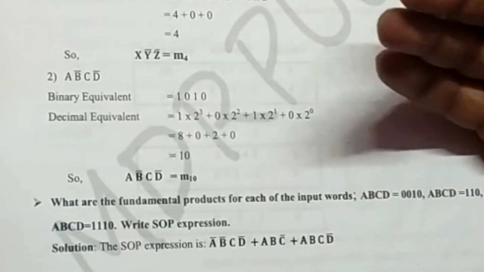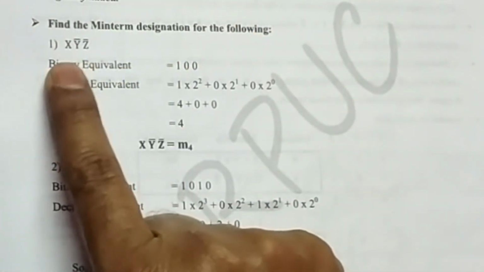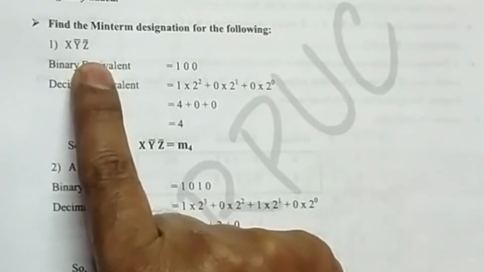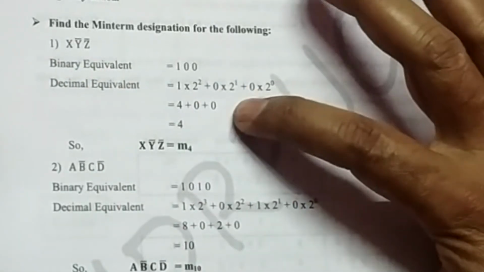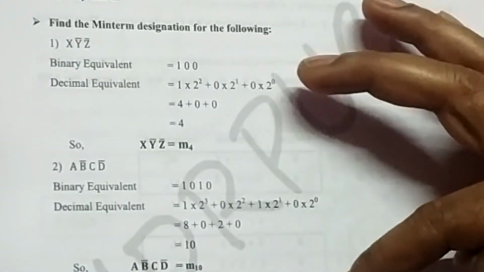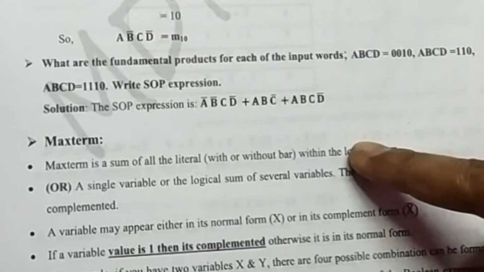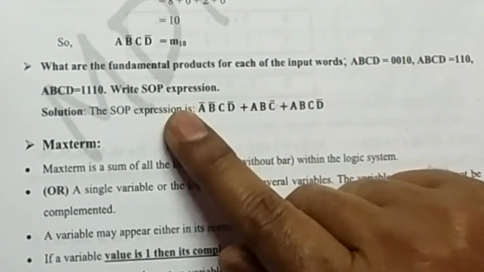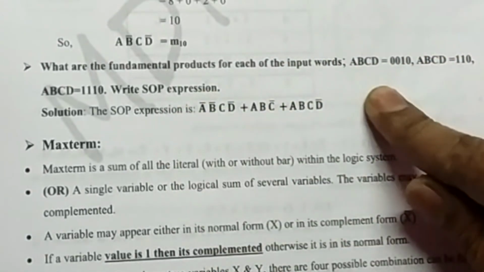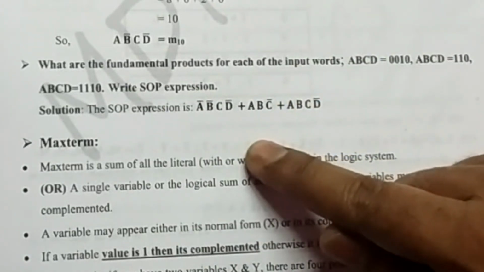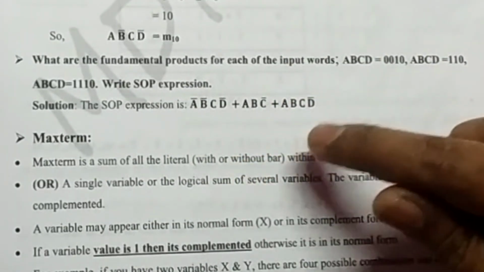So there may be questions in this way. Maybe in the first method, they will give X, Y bar, Z bar and you find out the min term designation. There may be some more questions. In one more question format, they will give the values for the variables and you have to write it in SOP expression method.